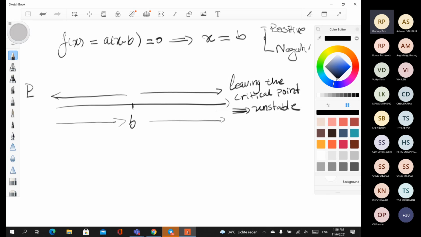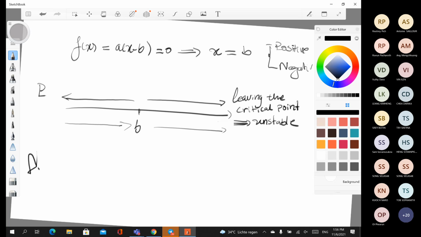For example, if b is negative, b is here. If b is negative here, it means that if x is less than b, our value always produces a positive value. The value from here to here always produces positive. So for positive, we draw a right arrow.